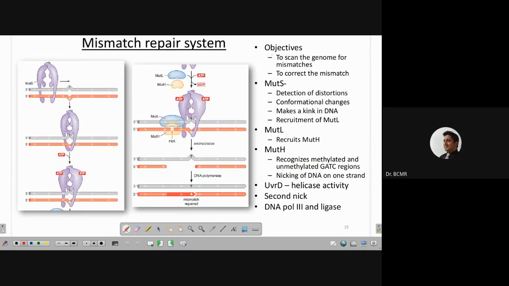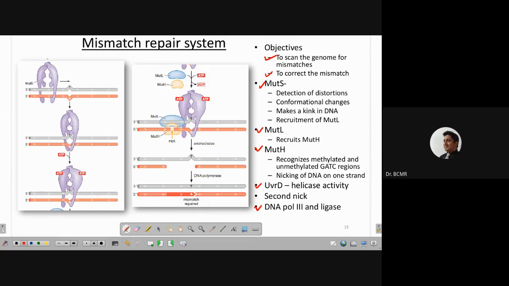The first objective is to scan the genome for mismatches. How do they scan? I think we have a picture somewhere, but we will try to do that. So the objective is to find out where there are mismatches in the DNA, and the second is to correct the mismatch. So it has multiple components. Those are the proteins MutS, MutL, MutH, and then you have UvrD, and so on, and DNA polymerase 3 and ligase. We will see what each of these proteins does.